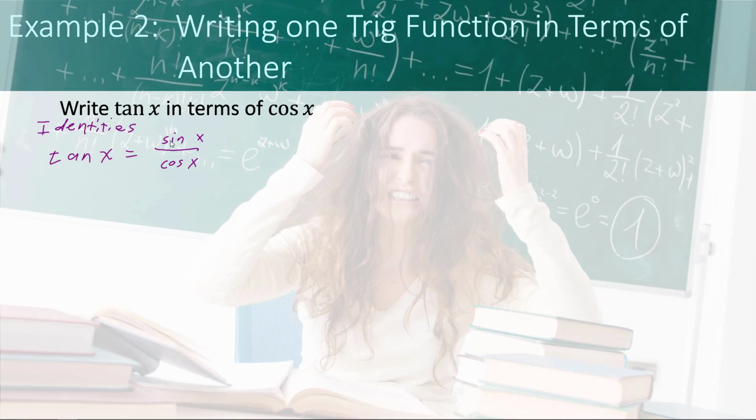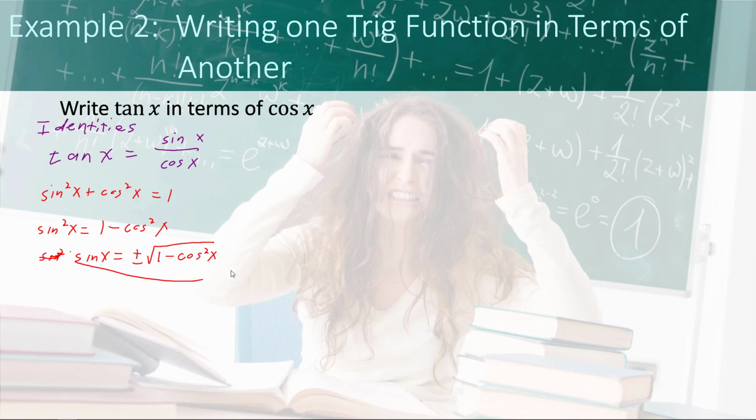But now we need to get sine in terms of cosine, and we can use the Pythagorean identity to do that. We have that sine squared x plus cosine squared x is equal to 1. Therefore, sine squared x is equal to 1 minus cosine squared x, or that sine of x is equal to plus or minus the square root of 1 minus cosine squared x.